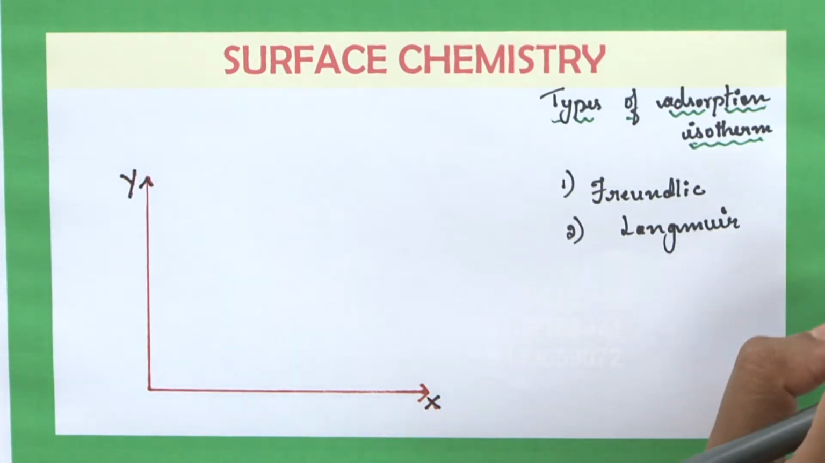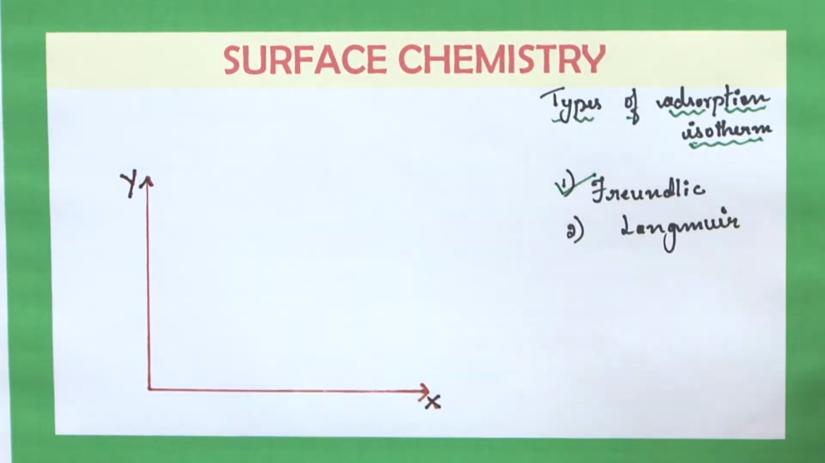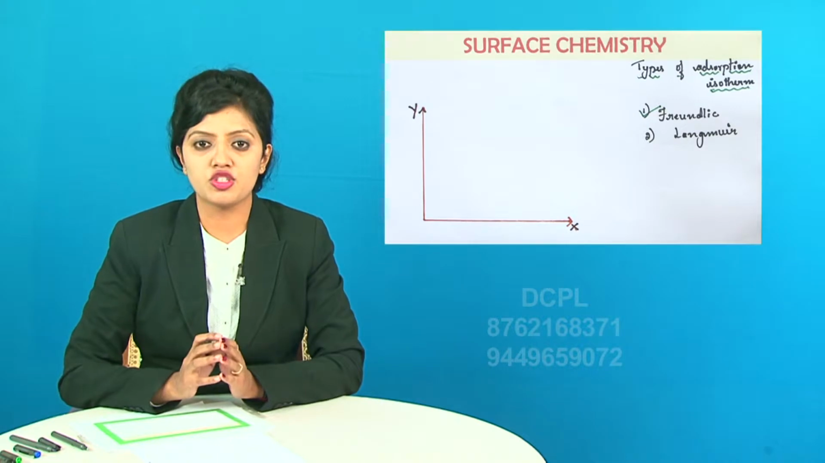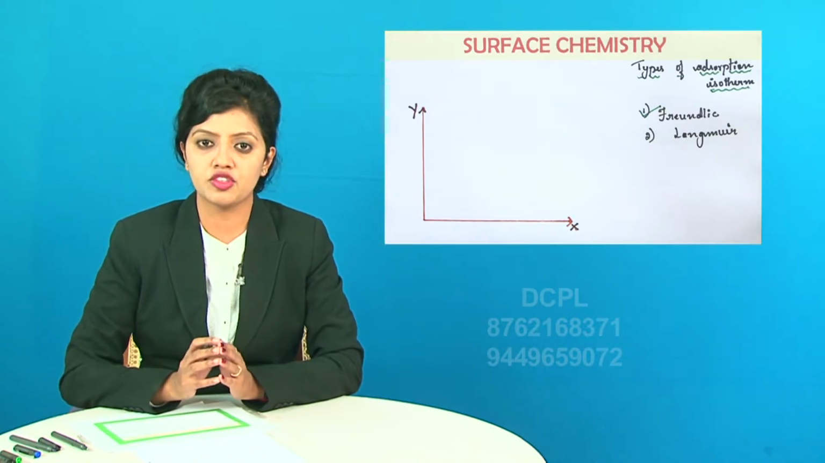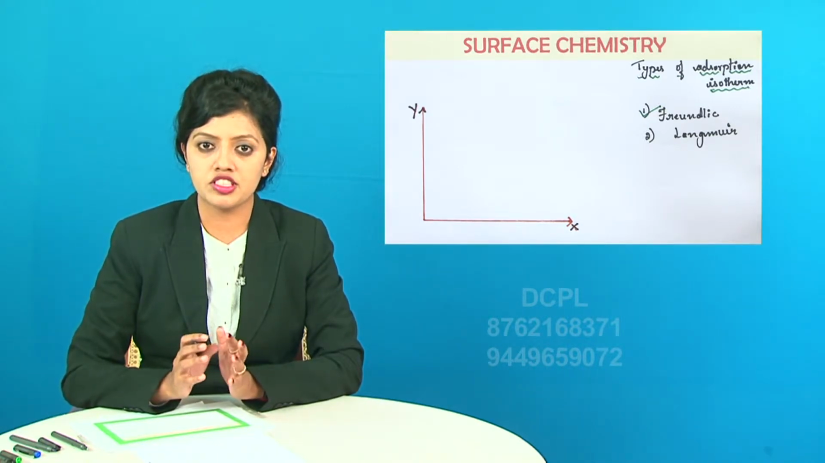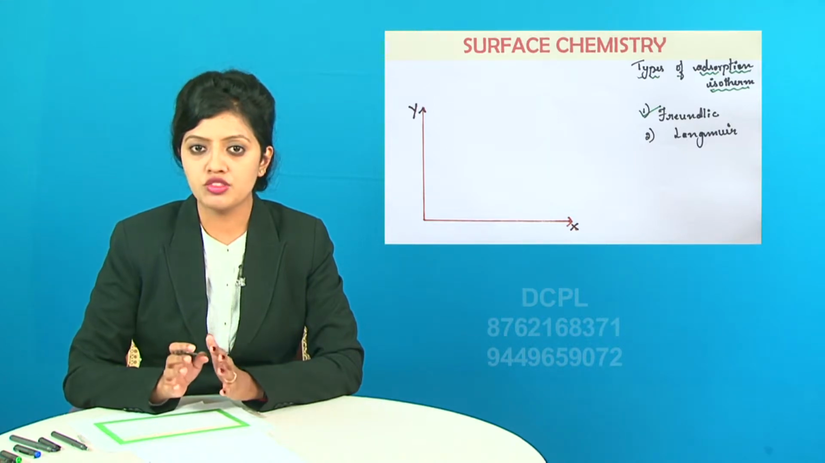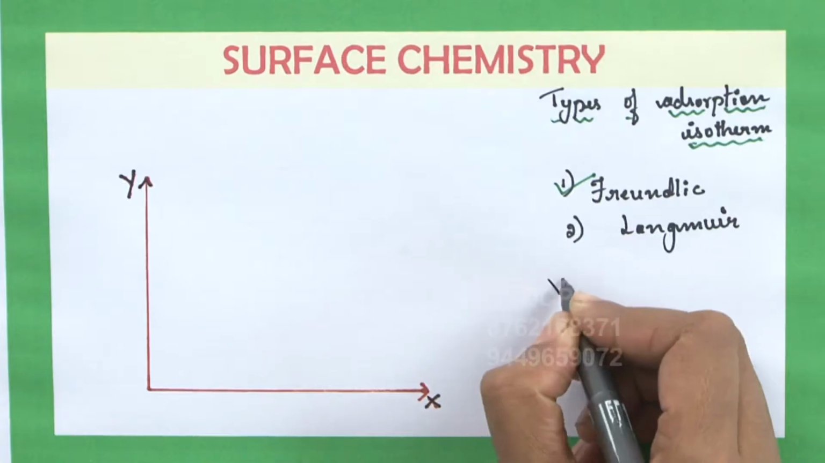So now let us consider the Freundlich adsorption isotherm. We will be discussing basically the Freundlich adsorption isotherm. Freundlich adsorption isotherm is given by the formula x by m is equal to k into p to the power 1 by n.